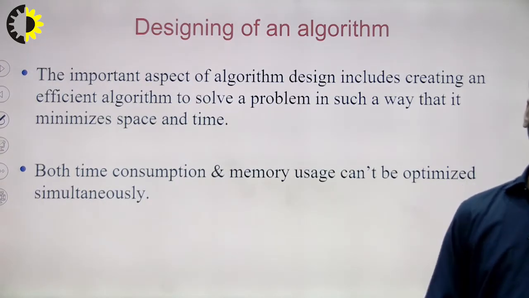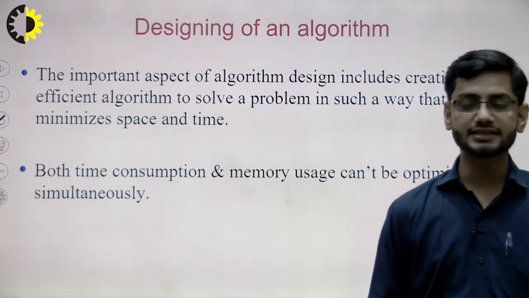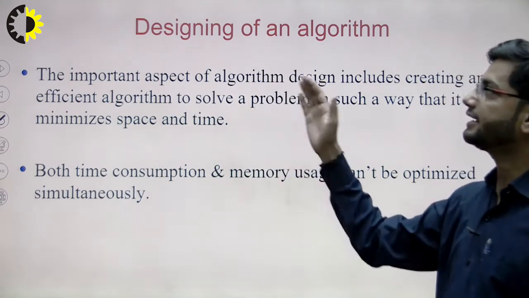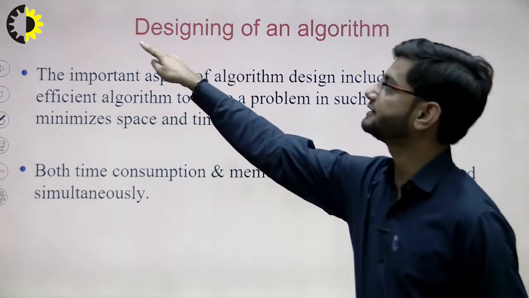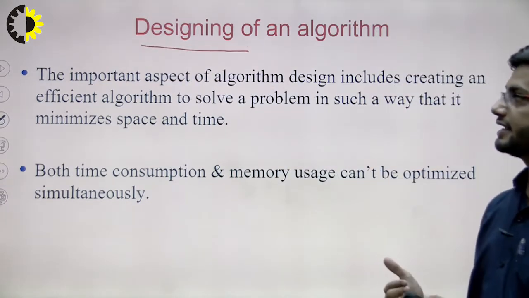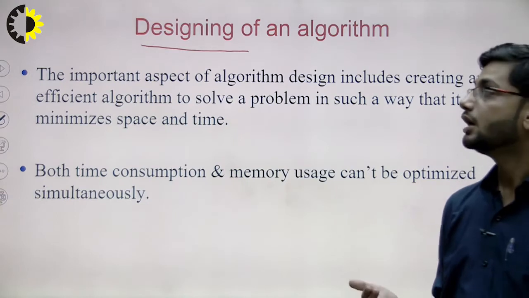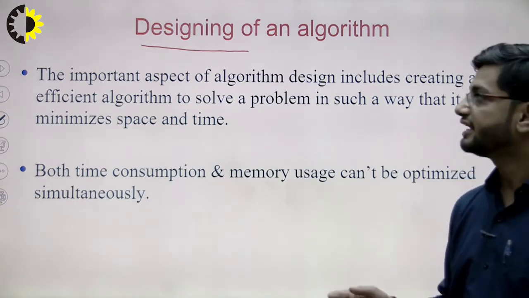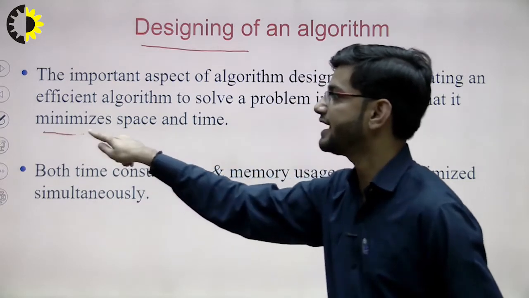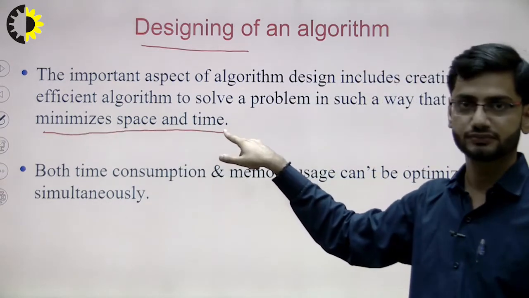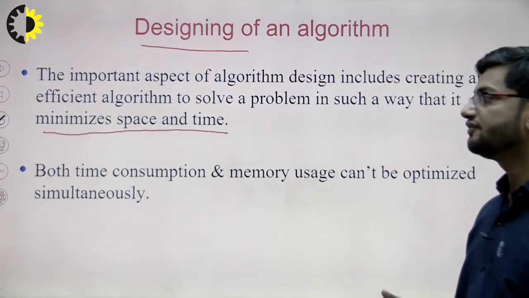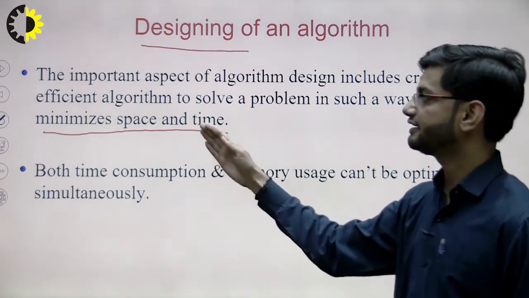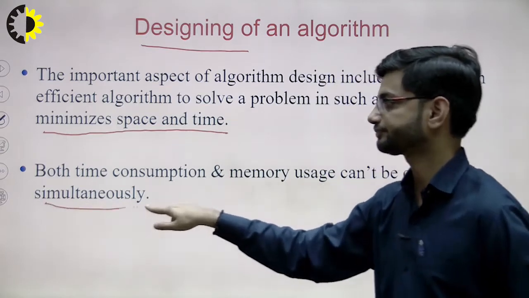Next is designing of an algorithm. This subject name is divided into 2 parts, designing and analysis. So what does designing say? Designing says that you have to design a particular algorithm in such a way that it minimizes space and time both. Clear? But it is very rare. We can't minimize this space and time simultaneously.